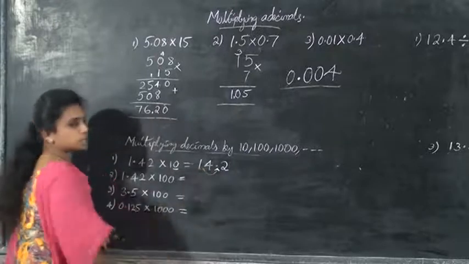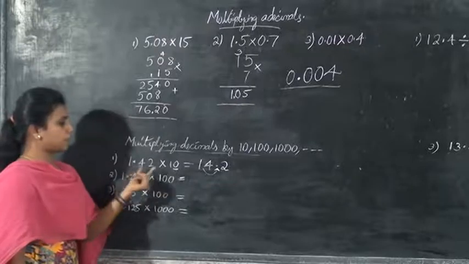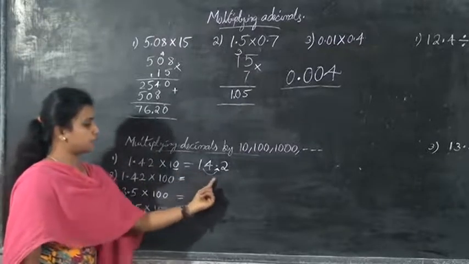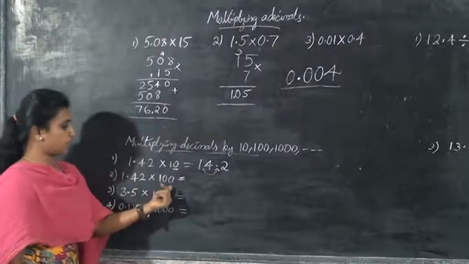Okay, 1 place to the right, 14.2. When you multiply a decimal number by 10, the decimal point moves 1 place or 1 step to the right. Then 1.42 into 100.